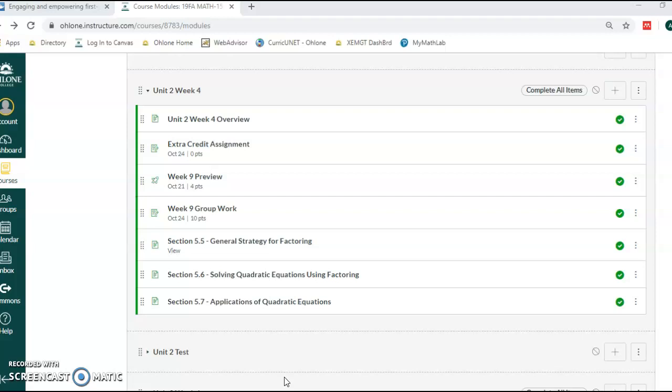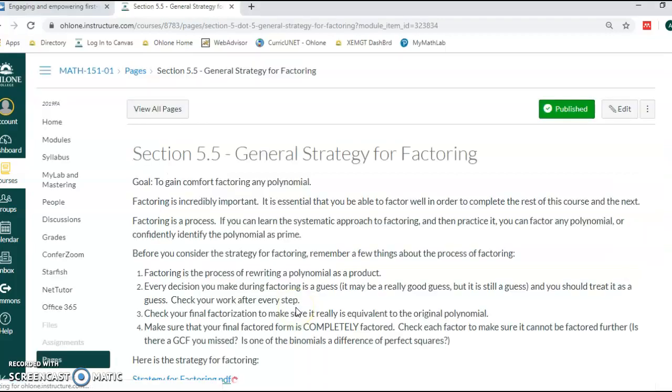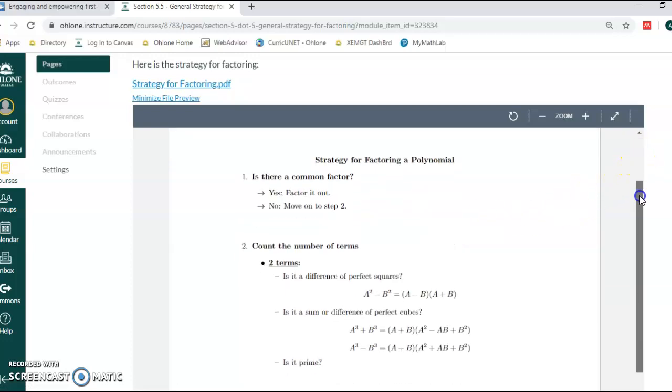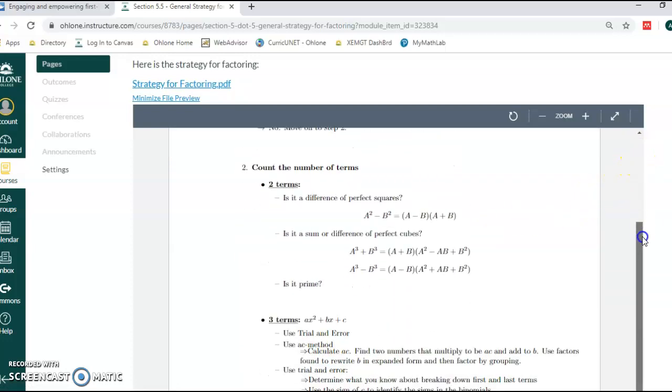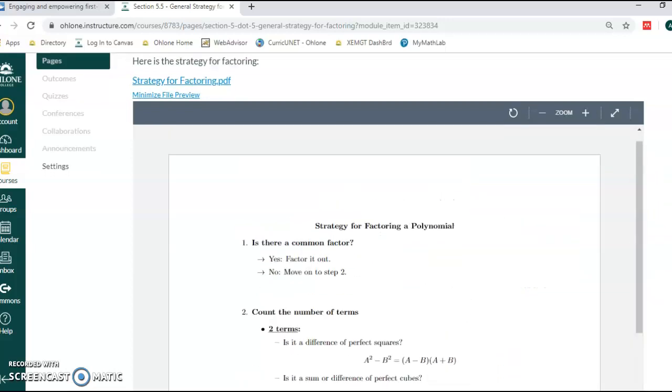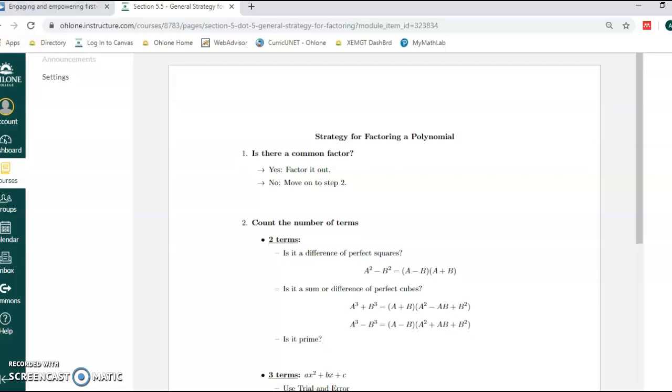You're going to learn two skills this week that really play a big part in your success moving forward. The first of those is to look at a general strategy for factoring. There's a PDF here that outlines and highlights the four-step process to factoring any polynomial. That's where we want to get to, where you can look at a polynomial and decide whether it can factor or not and how to go about factoring it. It's a relatively straightforward four-step process.